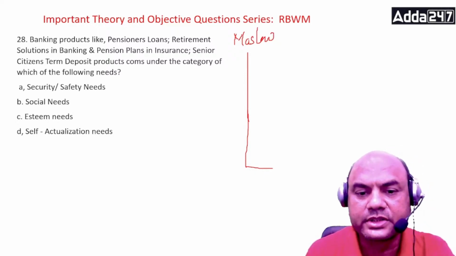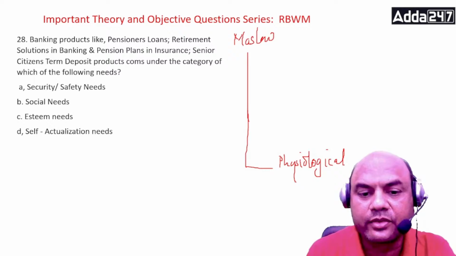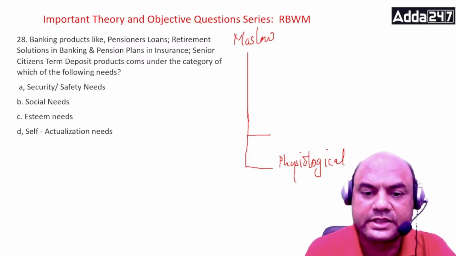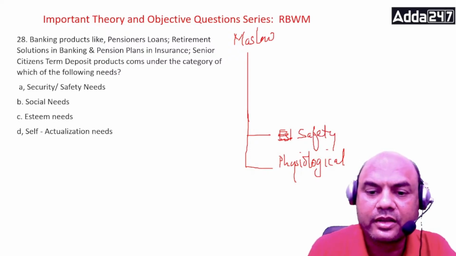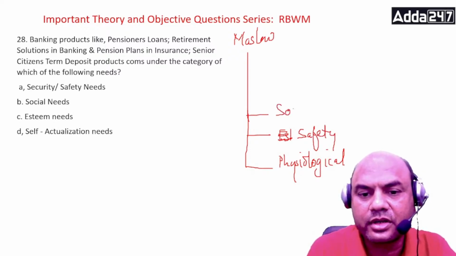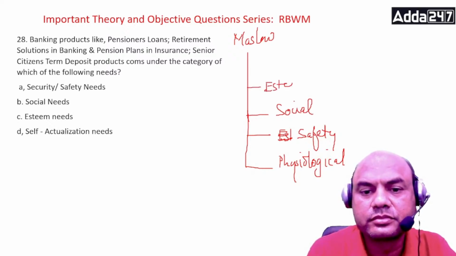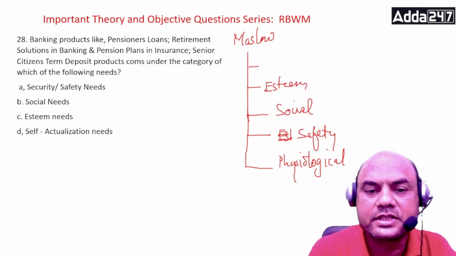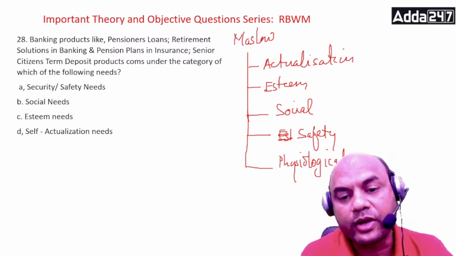Maslow's hierarchy. First is physiological, basic, right? Second one is safety. Third one is social. Fourth one, esteem. And last one, actualization. Okay, so these are the 5 hierarchies of Maslow.